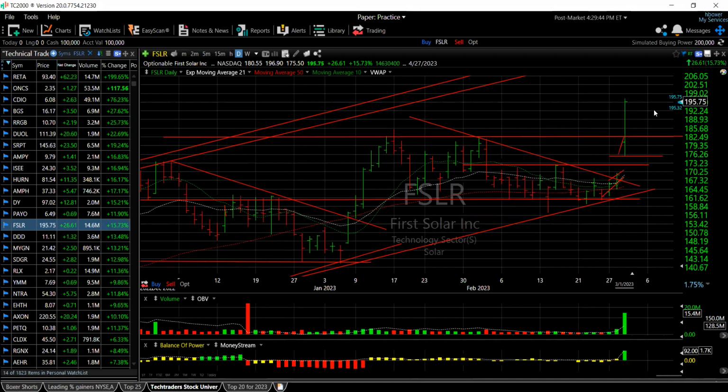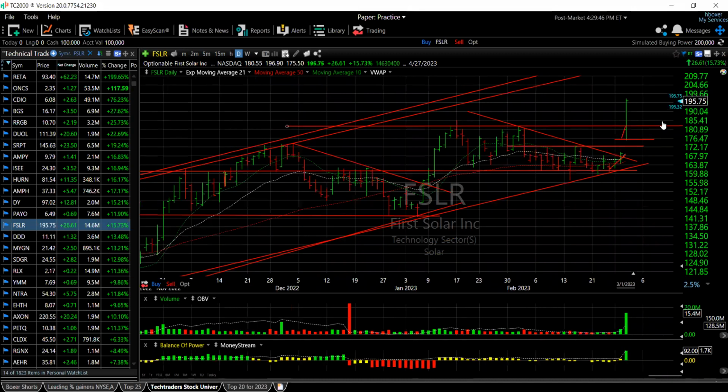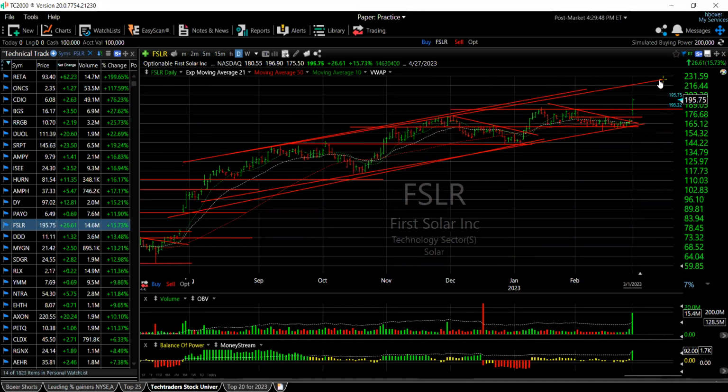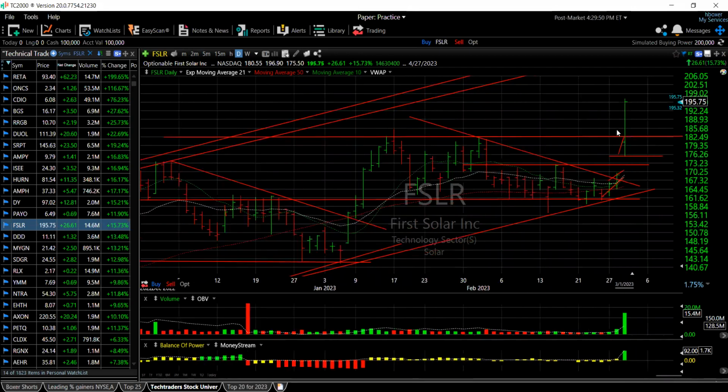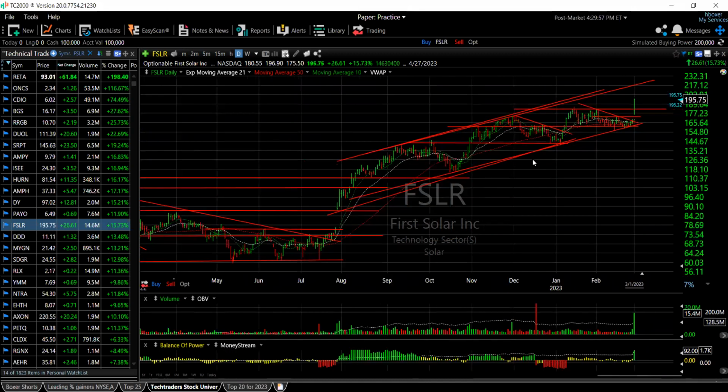But if it backs and fills in that area and keeps going, my next target, believe it or not, is the 220.30 zone up here. But for now, today's stop is going to be raised to about 180.82 zone right in there. You can see how you've been in this stock since last August, never stopped out once, and the stock continues to run up, and that's how you stay in the stock.